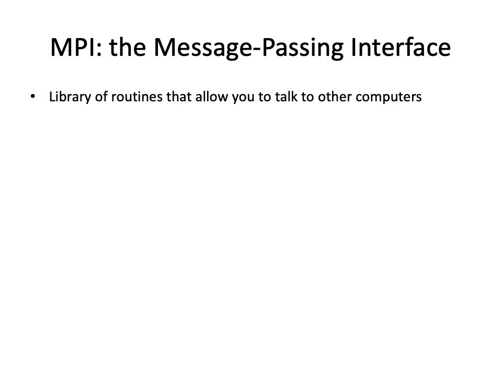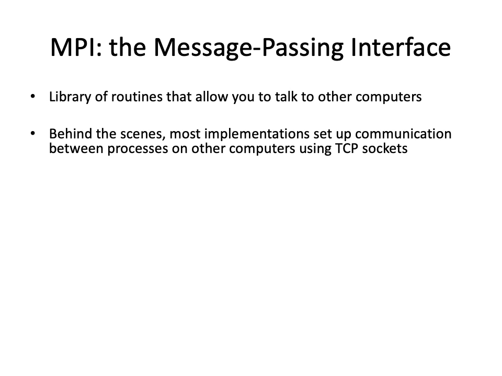So MPI is a library of routines that allow you to talk to other computers. Most of the implementations of MPI behind the scenes are setting up communication between these processes on other computers, or sometimes on the same computer, using TCP sockets. So MPI is setting up port numbers and sockets so that all the different processes can talk to each other. This is quite a bit more complex than just spawning other threads. But again, you're using other processes which can't affect each other's memory except through sockets, so they need some way to do that.